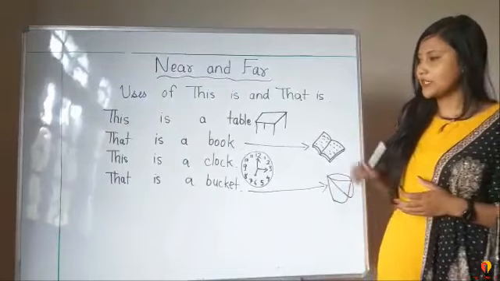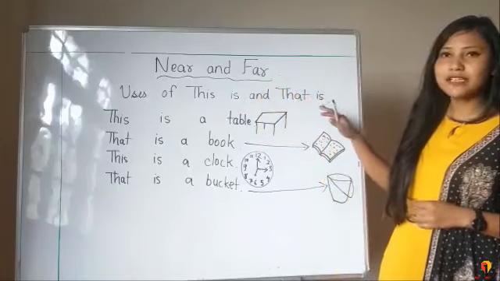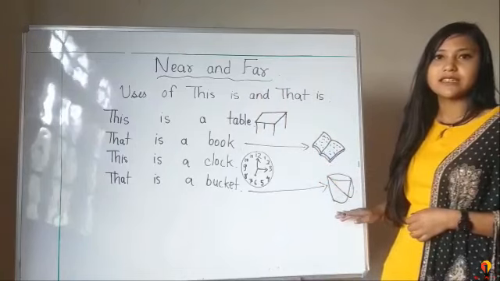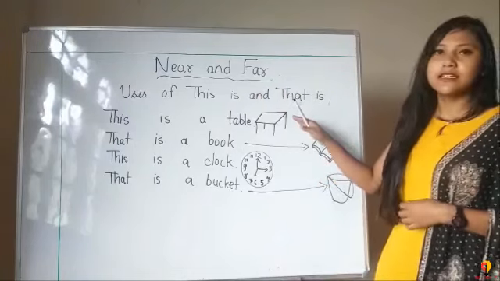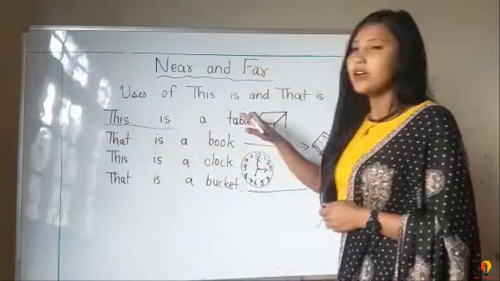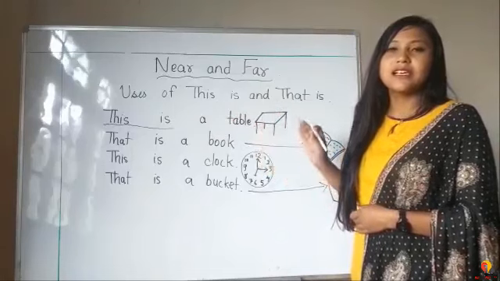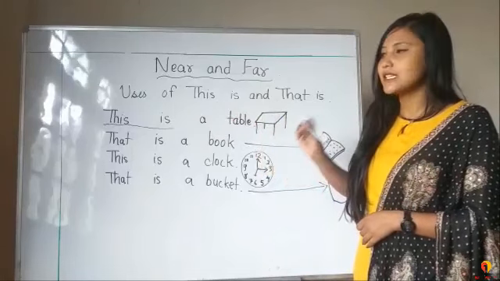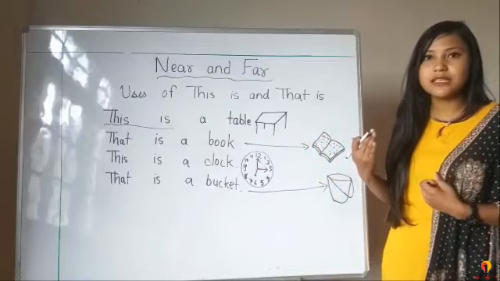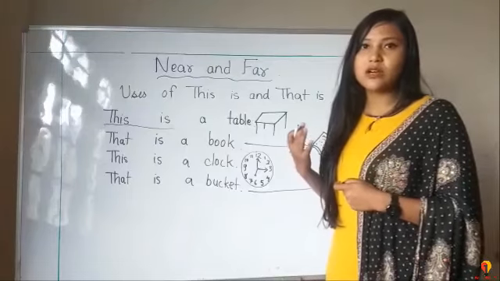With the help of some pictures, we will see the uses of this is and that is. So here you can see the picture of a table, book, clock and bucket. As you can see, the picture of the table is near. So we'll say this is a table. This is a table क्योंकि table कहाँ है? पास में है. इसीलिए हम क्या बोलते हैं? This is a table क्योंकि जो भी चीज हम लोगों के पास में है, those things which are near to us, we use this is to point out those things.